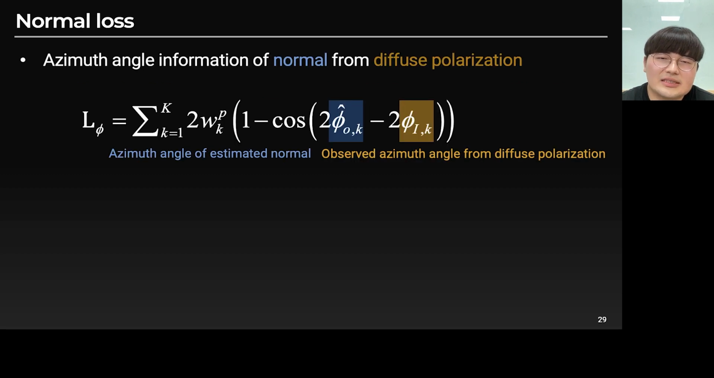The last term is surface normal loss, which indicates the difference between the observed and predicted azimuth angle of normal.